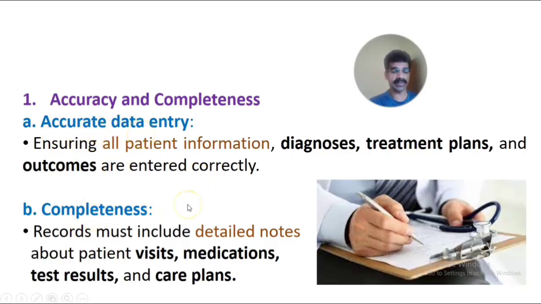Second is completeness. The record must include short, precise and detailed notes about the patient's visit to the hospital or OP, the type and dose of medications the patient is taking during hospitalization, all the lab test results, care plans, and the care and treatment rendered to the patient. All must be written precisely and briefly, with complete and accurate information. That is called the completeness of the record.